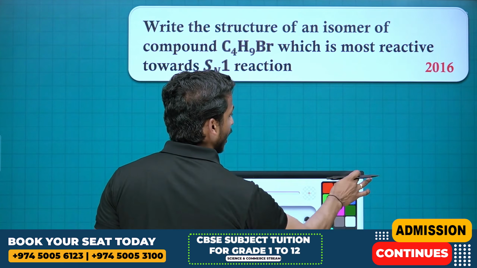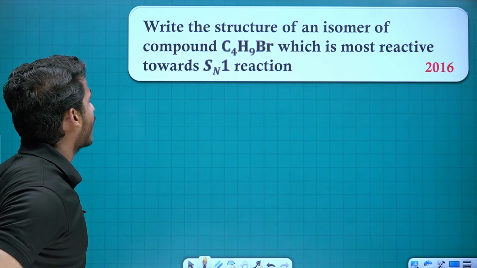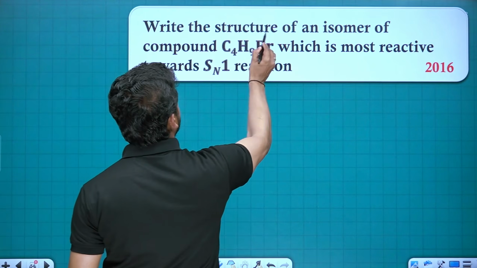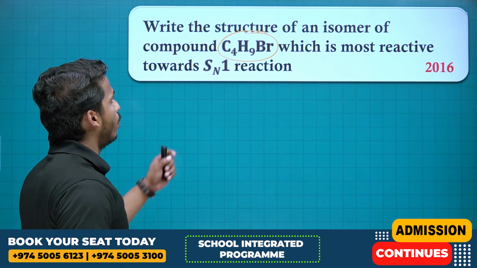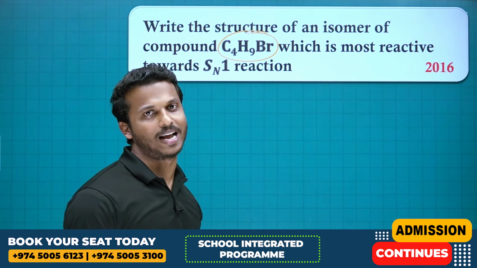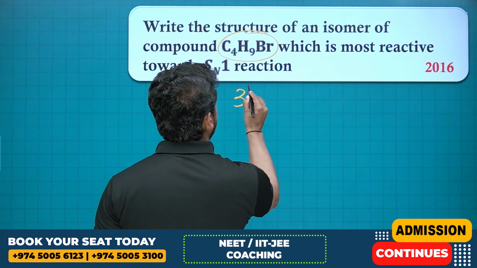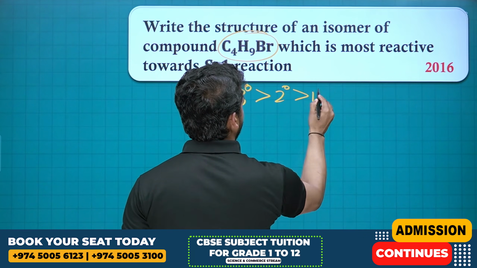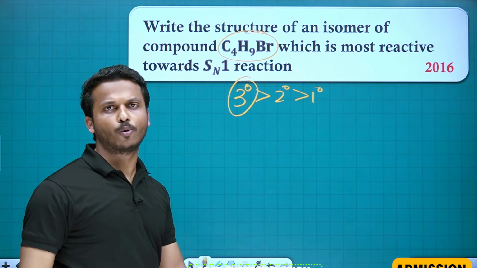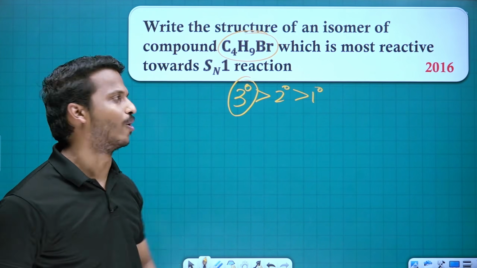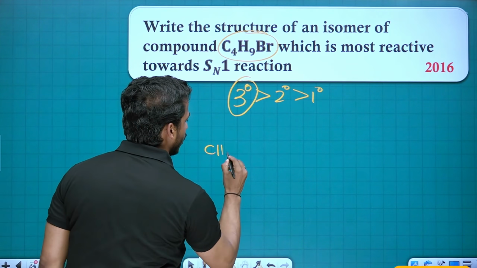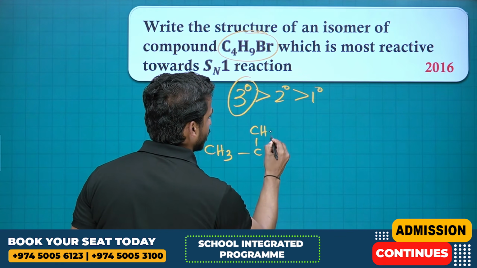2017 question. Let's go to 2016. Write the structure of an isomer of compound C4H9Br which is most reactive toward SN1 reaction. SN1 reaction means stability: tertiary, secondary, primary. Check whether tertiary is possible or not. We discussed this question before. Let me write the structure for this formula. A tertiary one is possible.